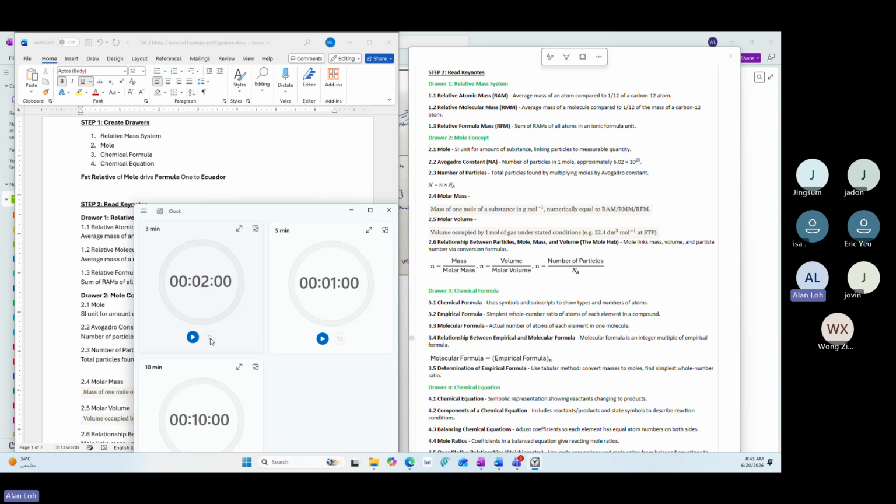Okay, I think I'll restart the timer because some of you joined, and also I disturbed you while you were reading. So let's read again. Drawer 1 until drawer 3 for 2 minutes. 1 until 3.